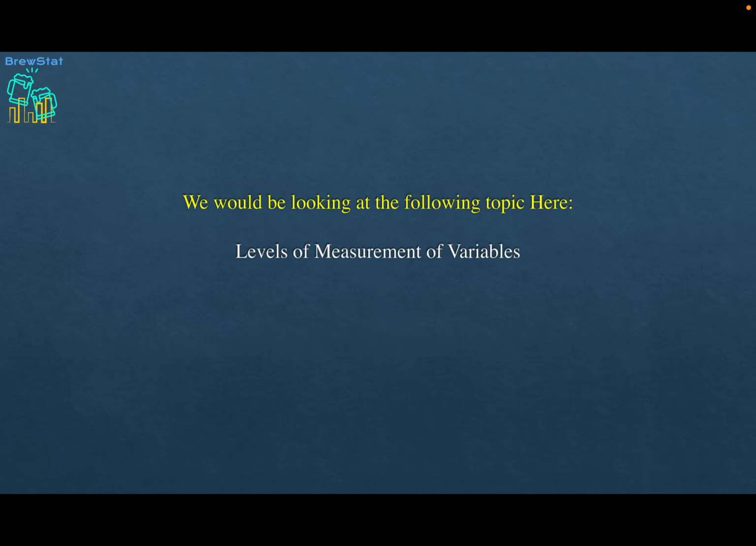Hey guys, welcome to another session on maths for data sciences. So here we would be looking at the levels of measurements of variables as the topic. This would be the first topic in the series of data analysis. We'll be studying the different kinds of variables which could be studied in a data analysis task.